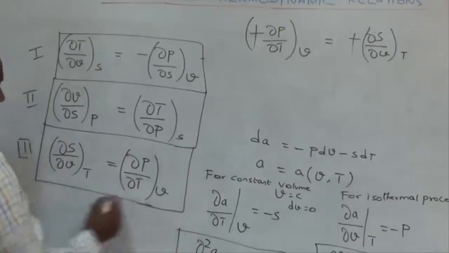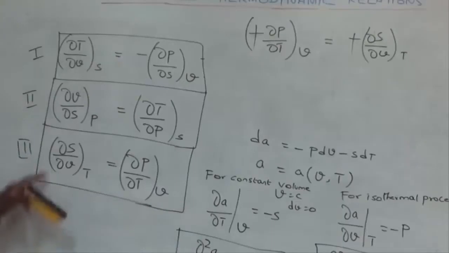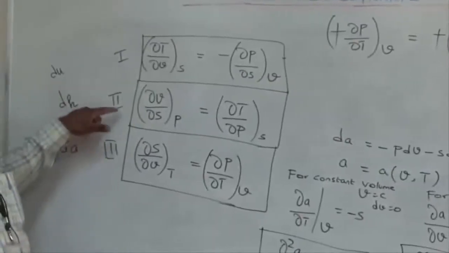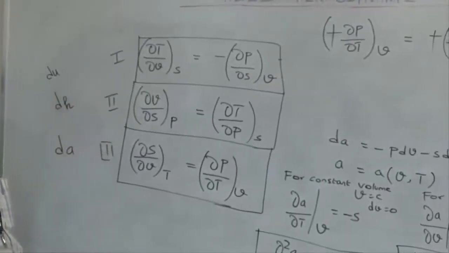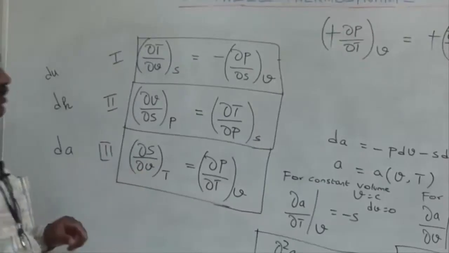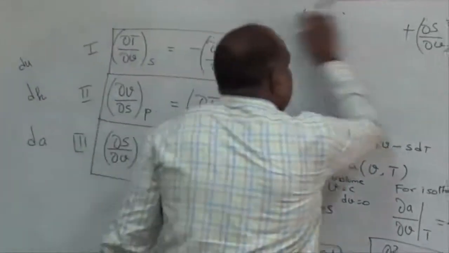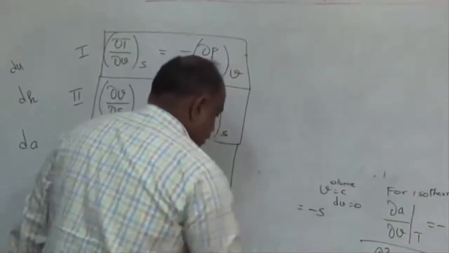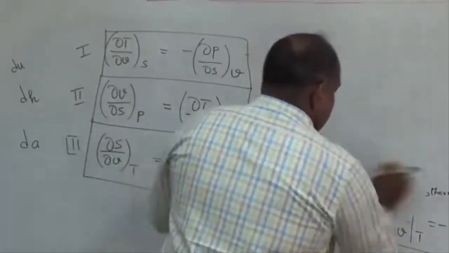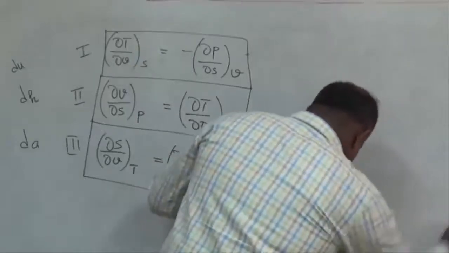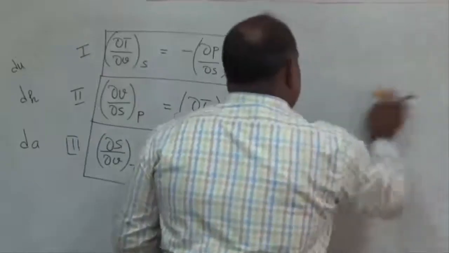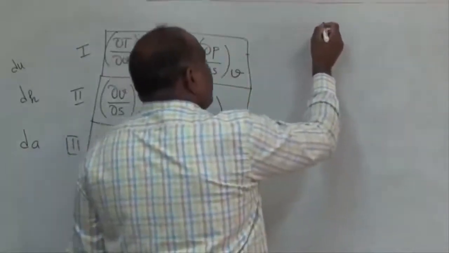So this is called Maxwell's third relationship, which is obtained from the Helmholtz function. The first Maxwell relation is obtained from the internal energy. The second Maxwell relation is obtained from the enthalpy. The third one is obtained from the Helmholtz function A. Let us deal with the last one. The last one is based on the Gibbs free energy function.